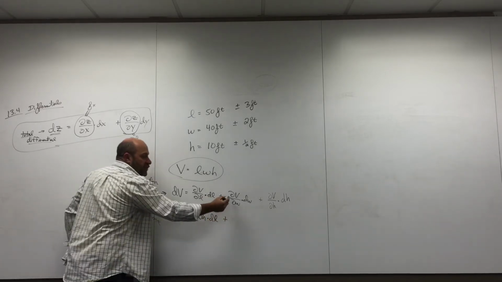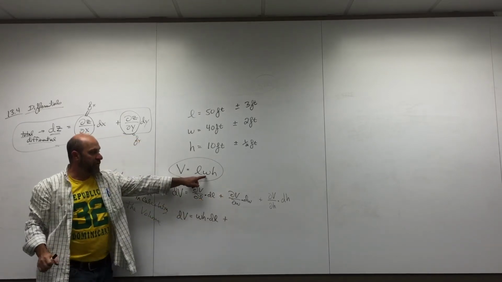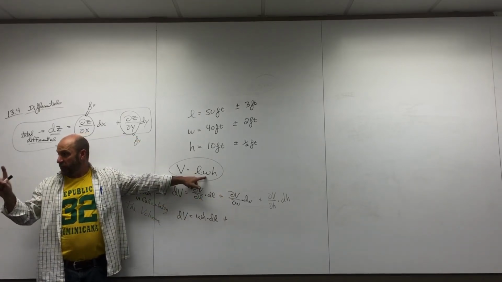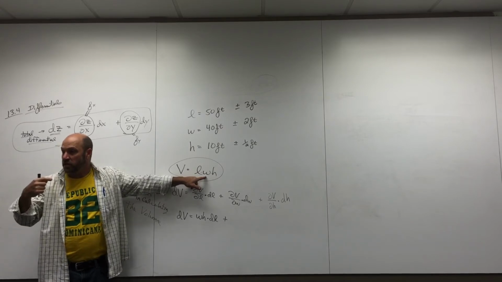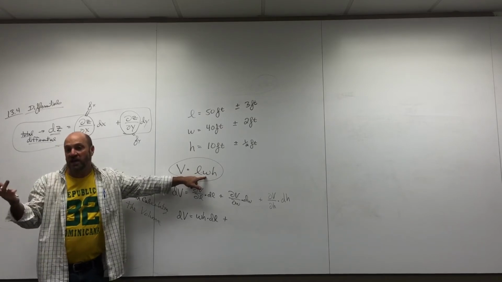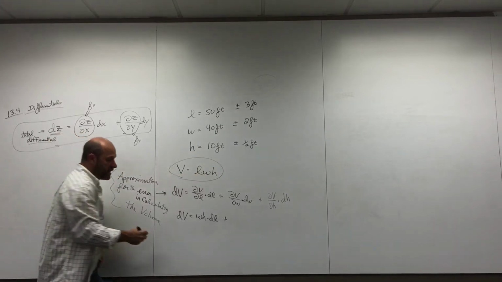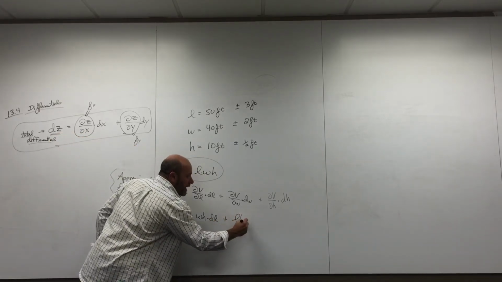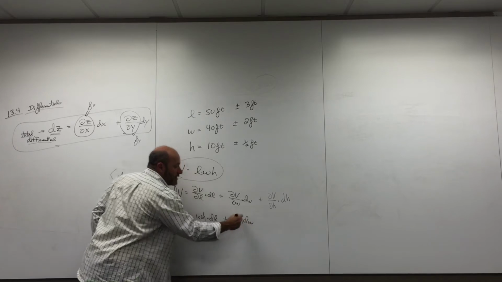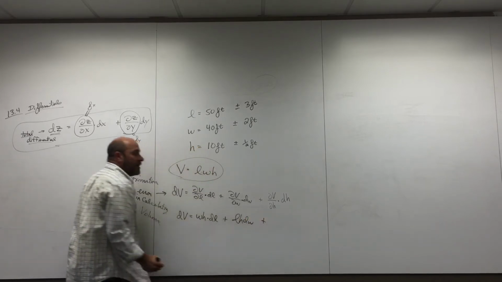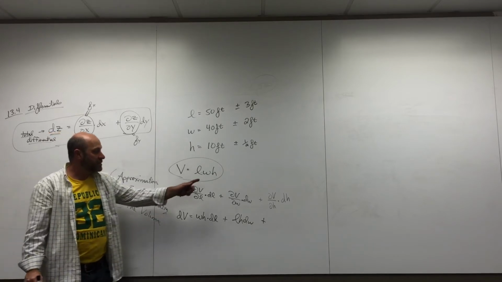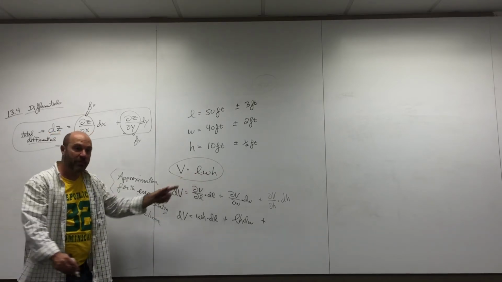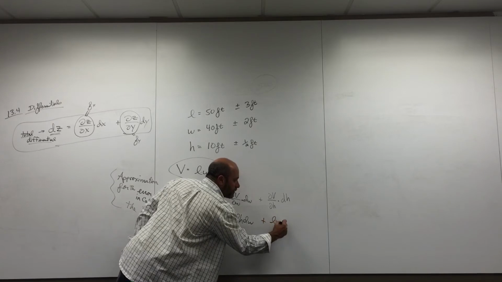Plus, I need the derivative with respect to W. Treat W like the variable. L and the H are constants multiplied by W, so it would be LH, times dW. Okay, I'm going to fill these numbers in a minute. dVdH. What's dVdH? LW. Yeah, LW times dH.